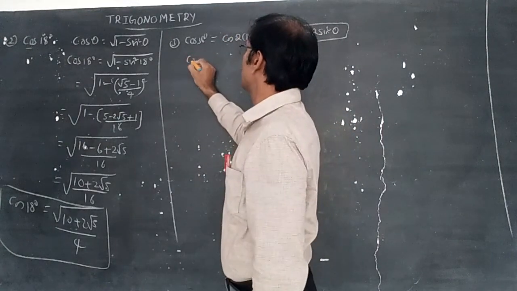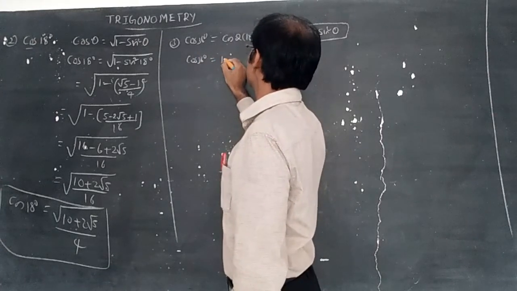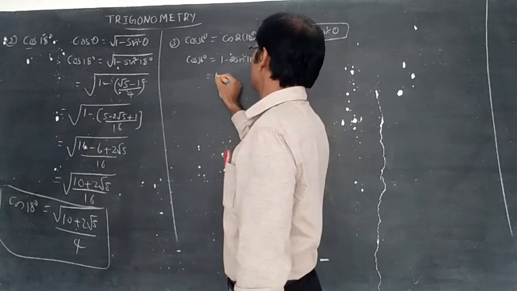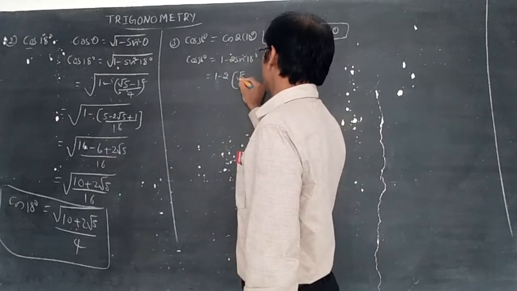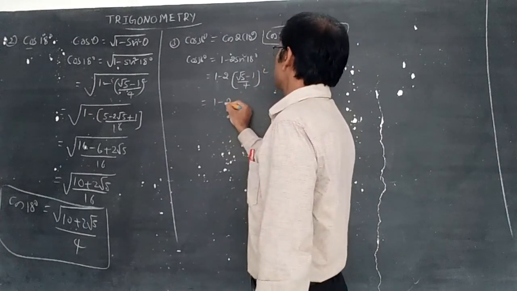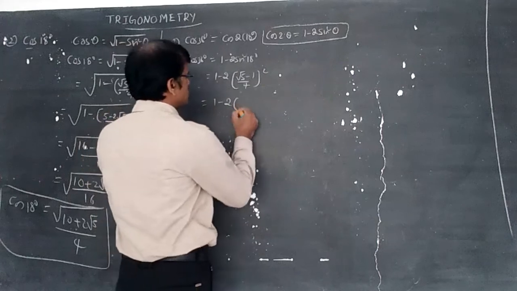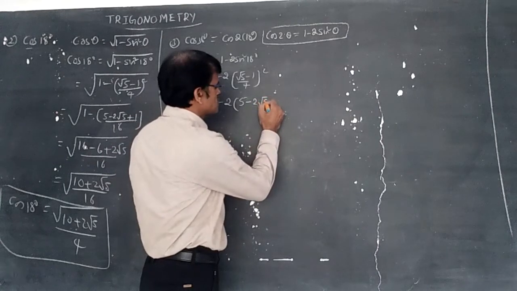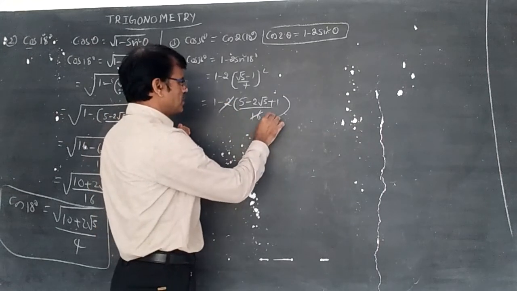Now you can write this: cos 36 degrees is equal to 1 minus 2 sin square 18 degrees. That is equal to 1 minus 2 into the sin 18 value, root 5 minus 1 by 4, whole square. So using the 1 minus cos 2 theta formula, I am writing 1 minus 2 into, this is the a minus b whole square formula, a square minus 2ab plus b square. So this will be divided by 8 times.